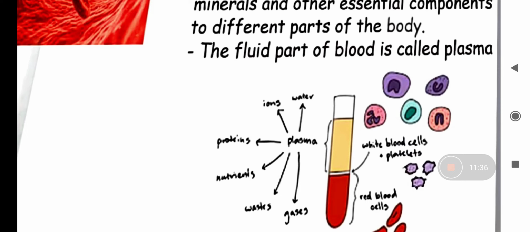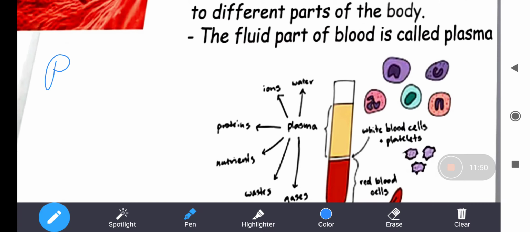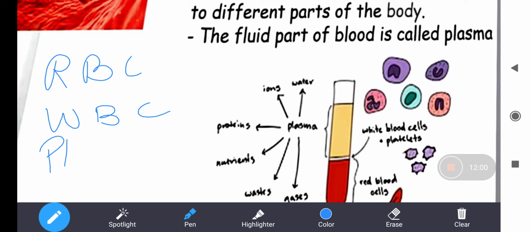Inside the plasma, there are many cells. You can say there are three types of blood cells. These are red blood cells, white blood cells, and platelets. All right. Red blood cells, white blood cells, and platelets.